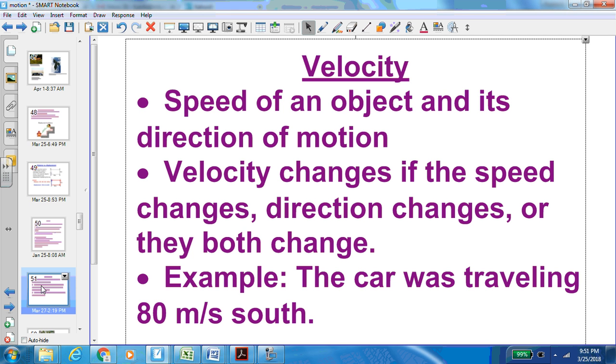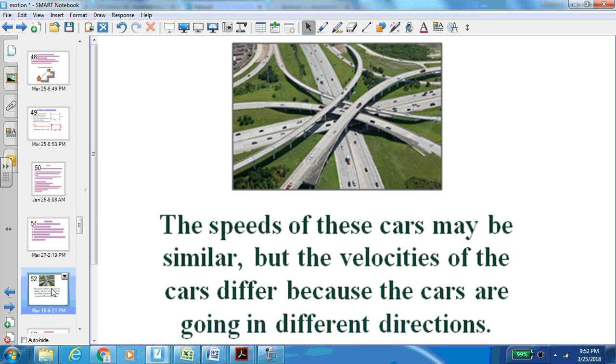Velocity is another word that we can use to describe the motion of an object. Velocity is actually the speed of an object and its direction of motion. Velocity will change if the speed changes, the direction changes, or they both change. An example of how you would state the velocity of an object would be: the car was traveling 80 meters per second south. So when you give the speed and the direction, that is what we refer to as the velocity of an object. The speeds of these cars may be similar, but the velocities of the cars can differ because the cars are going in different directions.